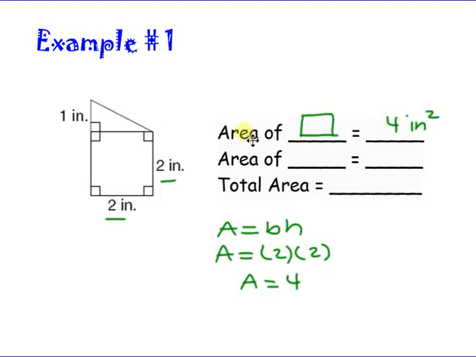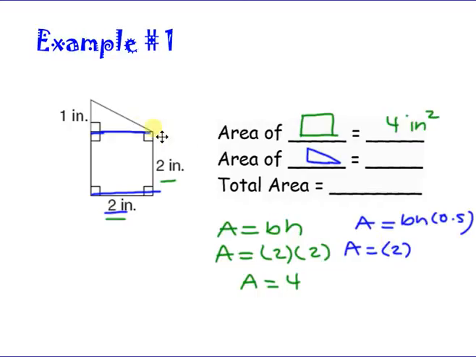Okay? Next, I'm going to find the area of the triangle. So the formula for area of a triangle is area equals base times height times 0.5. So area equals, the base of this triangle right here is the same length as this right here, which is 2 inches. The height of the triangle is 1 inch times 0.5. When you multiply all of that together, you're going to get an area of 1. So that's 1 inch to the second power. When you add those two together, 4 plus 1, you're going to get 5 inches to the second power, which is going to be your final answer.